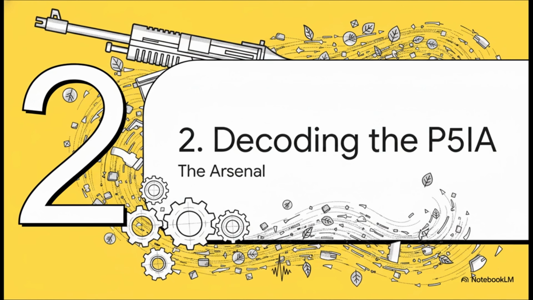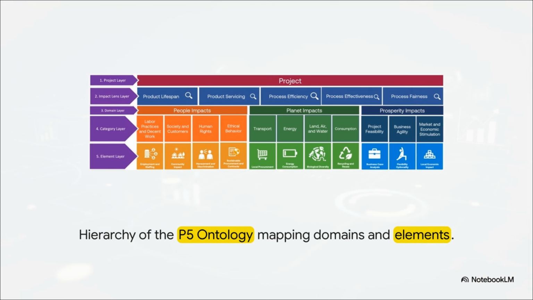Moving on to Section 2, decoding the P5IA, which is essentially our main diagnostic arsenal. What you're looking at here is basically your map of the territory, the P5 ontology. It's a brilliantly structured way to evaluate your project through 5 distinct lenses across the core domains of people, planet, and prosperity. You're examining the product perspective through things like lifespan and servicing, and the process perspective through efficiency, effectiveness, and fairness. When you map your project against categories like labor practices or biological diversity, you're making sure absolutely no significant impact slips through the cracks.